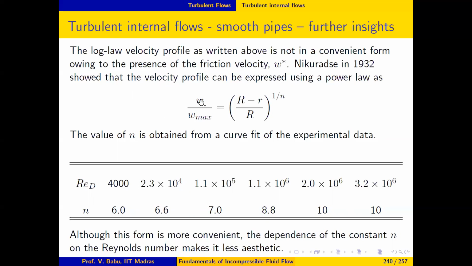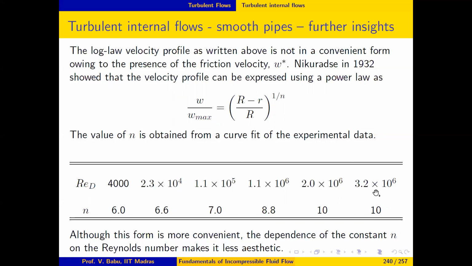He wrote W over W max equal to (R minus r) divided by R, raised to the power 1 over n, where R minus r is similar to y in boundary layer terminology and R is similar to delta. He obtained values for n at different Reynolds numbers using a curve fit of the experimental data. So for various Reynolds numbers, he obtained values of n. n is around 6 at Reynolds number 4000 and then increases to about 10 or so.